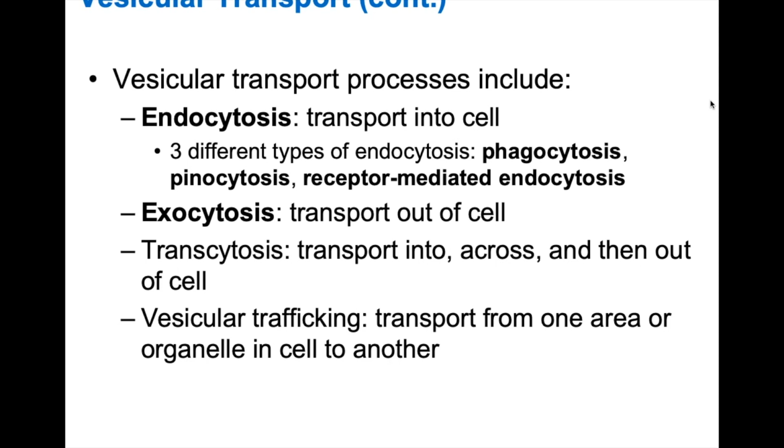On the flip side, exocytosis is when you're transporting things out of the cell, exit, out of the cell. And we also have here transcytosis, which is when something comes into the cell, crosses the cell, and goes through the other side of the cell. And you have vesicular trafficking to transport things from one area or one organelle to another organelle in the same cell or to another cell altogether.